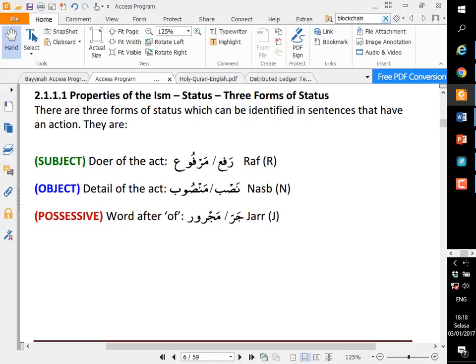So if there is any word that has a possession, if you want to analyze the word, you should make it like, for example, my phone. If you want to make it easier, you can change it to phone of mine. So the word after of, we call it jar.